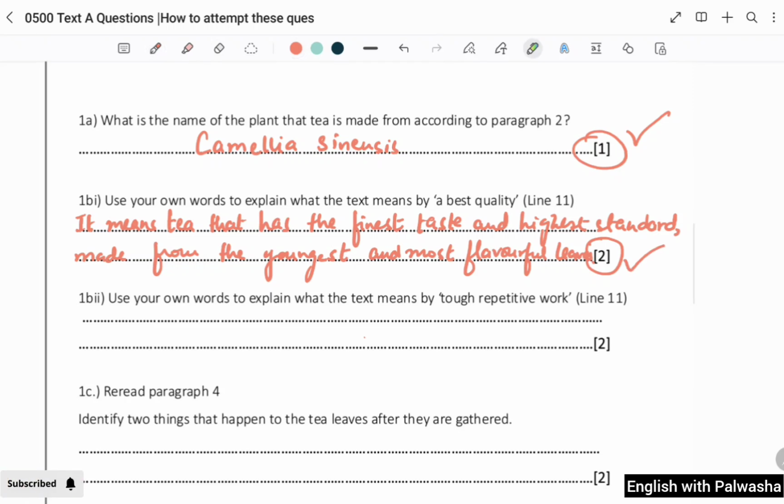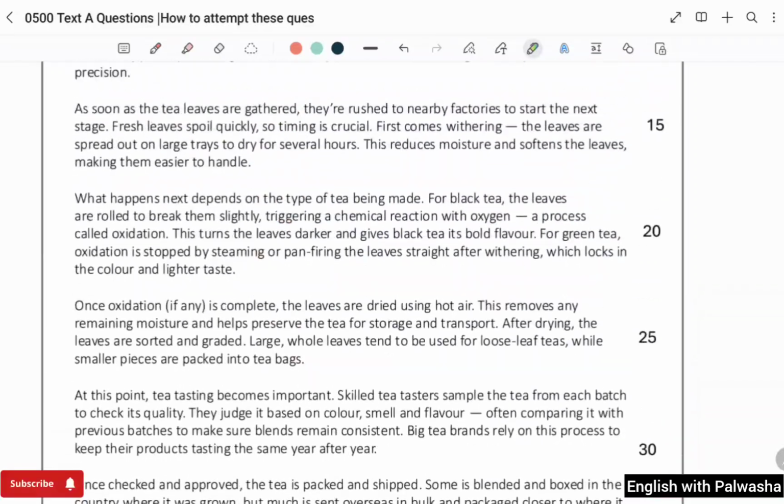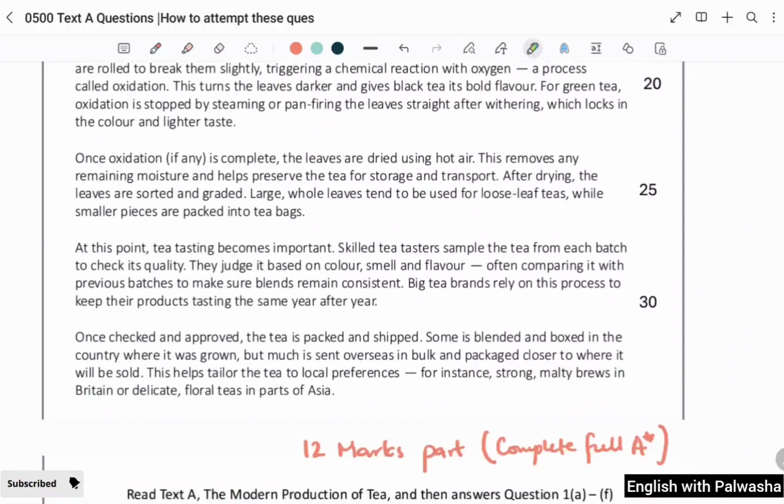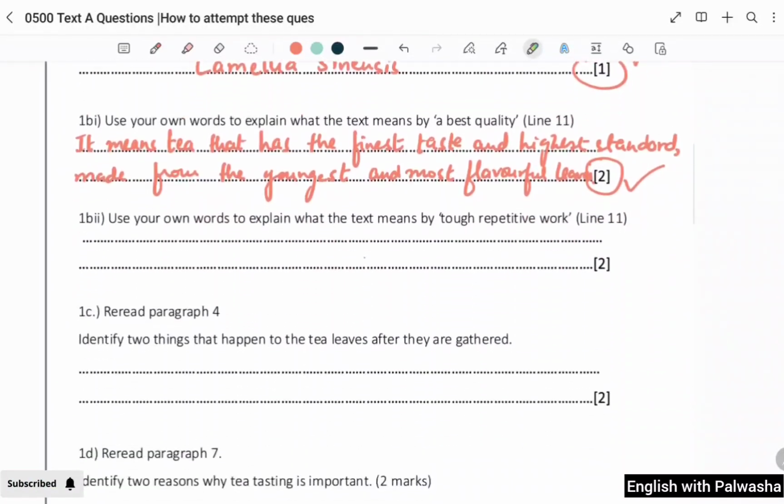Moving on towards the next question, that is, use your own words to explain what the text means by the tough repetitive work. So we will be going to line number 11 once again. This is line number 10. Now this is line number 11. It's tough repetitive work and pluckers are usually paid by the weight of leaves they collect, which encourages both speed and precision. So line number 11 basically, and then we'll also state information from the next line, because we have to see the information.